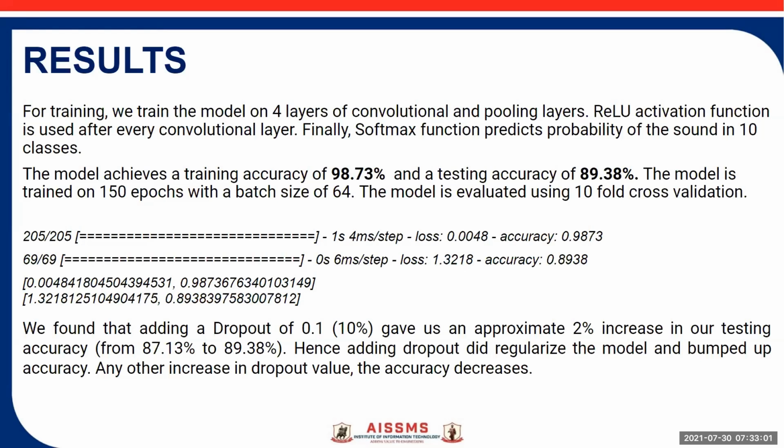What we found was that when we add a dropout of 0.1, that is 10%, the model gave us an approximate 2% increase in our testing accuracy, that is from 87.13 to 89.38. Hence, whatever small part of overfitting we had in the model, the dropout did regularize the model and it bumped up our accuracy. Any further increase in dropout value, the accuracy decreases.